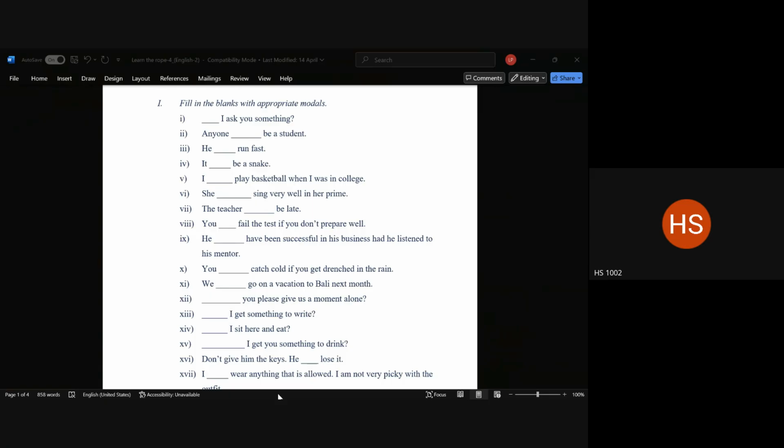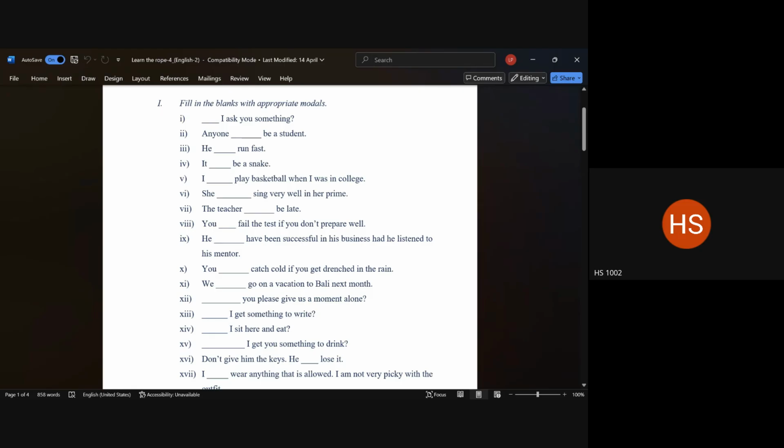I think that should be sufficient. This one, can. Yes. We can, yeah, even that is possible. But that also will indicate possibility. We can go on a vacation to Bali.